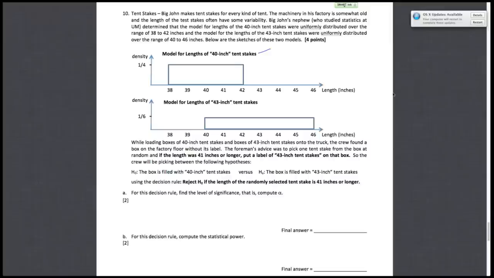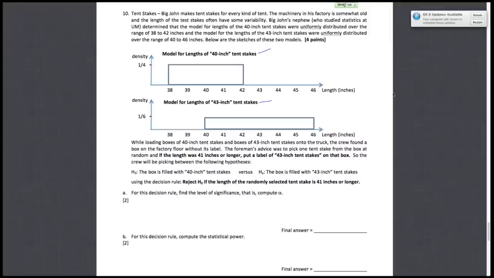We have two sketches here. And then we're told that there's a box found that doesn't have a label on it. So the advice was to pick one tent stake from the box at random, and they decided that if the length was 41 inches or longer, they would decide that it was a stake from the 43-inch tent stakes.